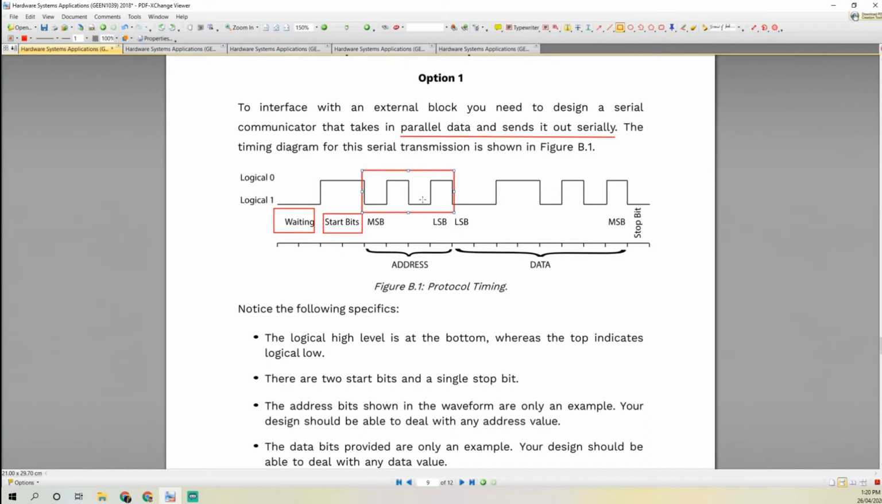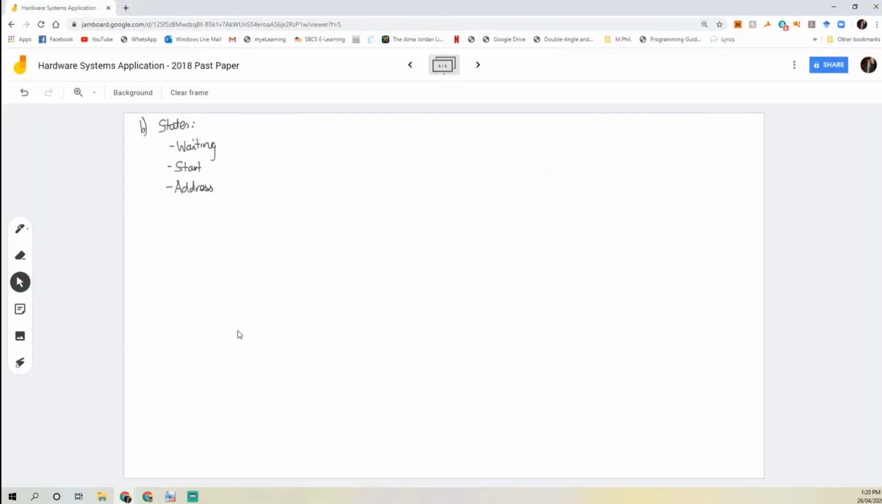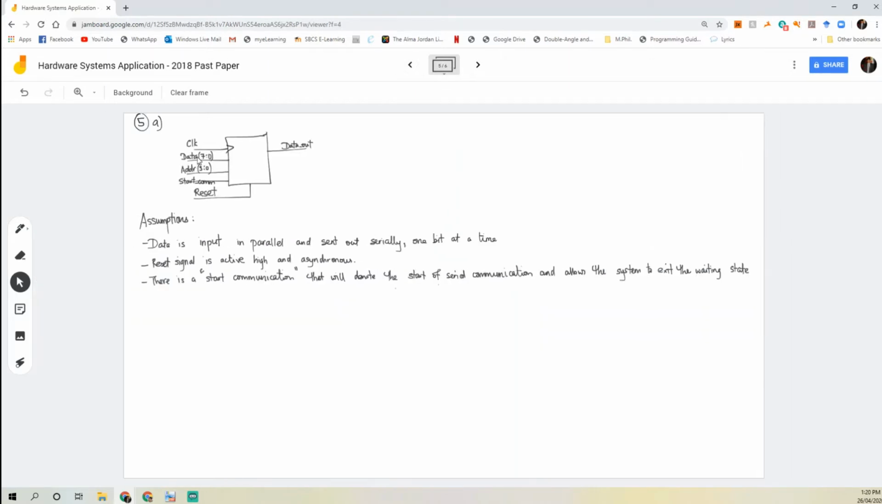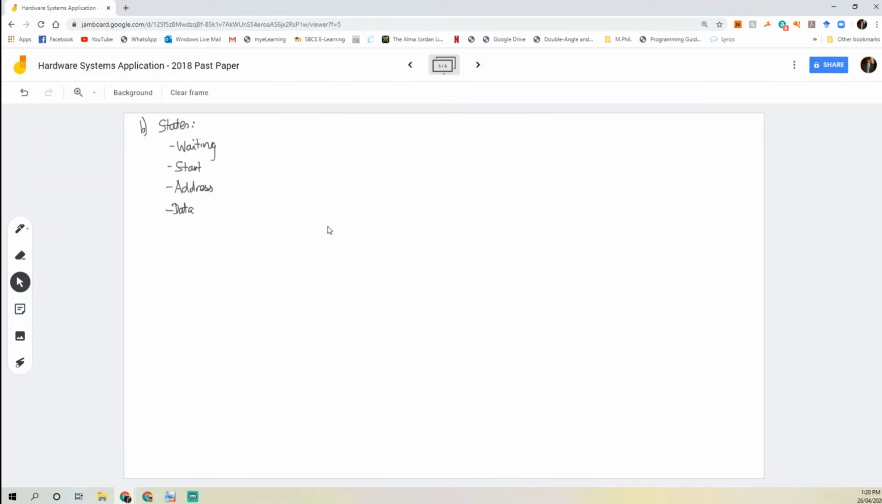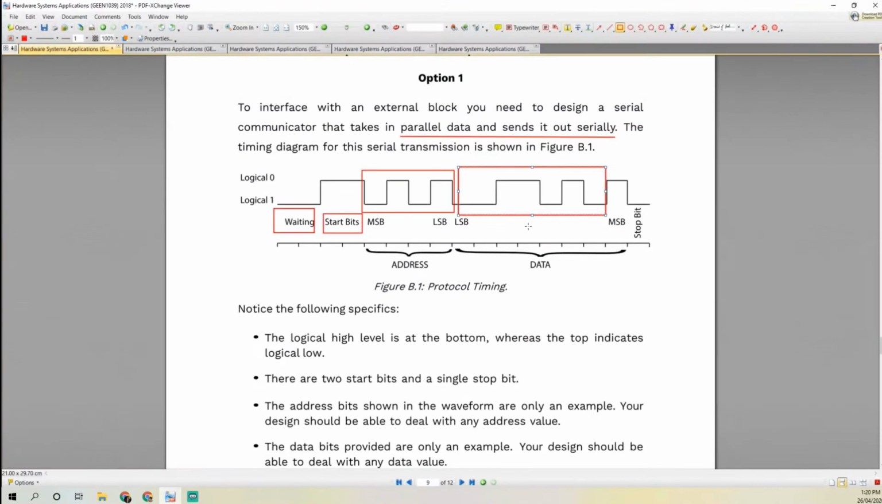After we send the address bits, we are going to send the data bits. So that means that we're going to have some state for transmitting the data, and we could call that the data state. All right, in other words, everything that's on this line data in is going to be sent out across the data out state. Okay, and then after we send this data, this is the data state here.